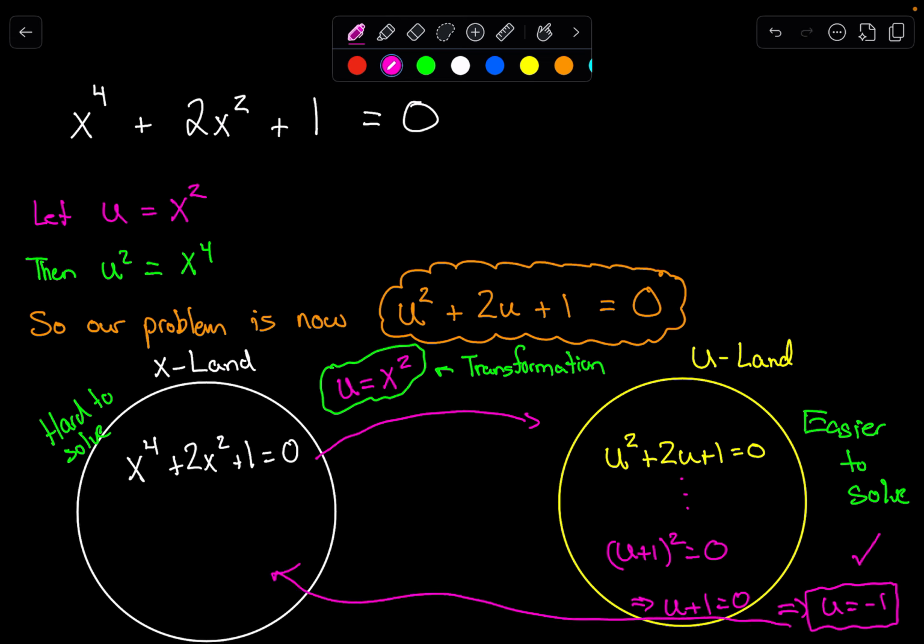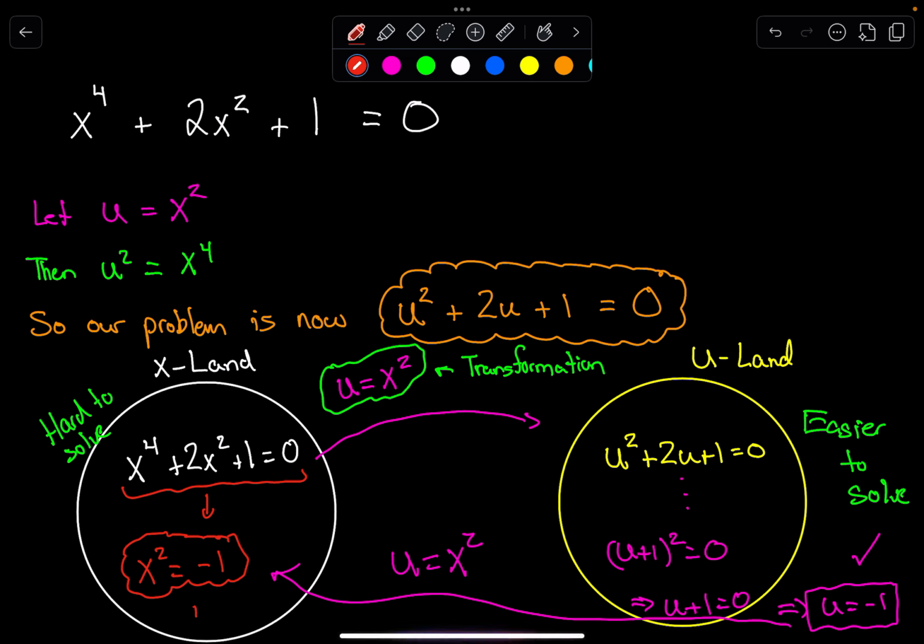And how are we going to do it? We're going to use the same transformation that we had before. The solution to this original problem is, well, if u is equal to x squared, then x squared is equal to -1. And then we could solve this for x. If we were dealing with imaginary numbers, this would be plus or minus i. But if we weren't, we would say maybe there's no solution.